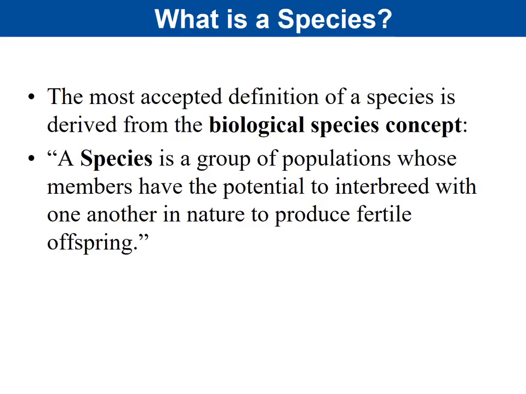But we need to start first by talking about what is a species. If you remember back to our lecture in lab on diversity of life, we wrote down a definition of a species. And the biological species concept defines a species as a group of populations whose members have the potential to interbreed with one another and to produce fertile offspring. Okay, so if two organisms reproduce and produce fertile offspring, that would be of the same species. If they are reproductively isolated, meaning they can't reproduce with one another, then they are two separate species. Okay, and so we'll talk about how speciation occurs.